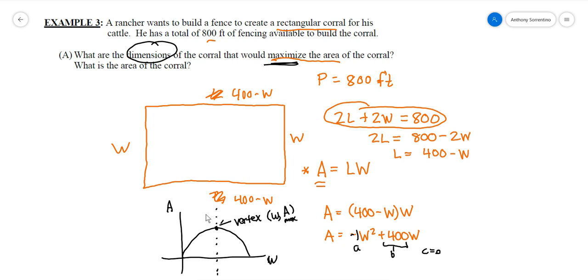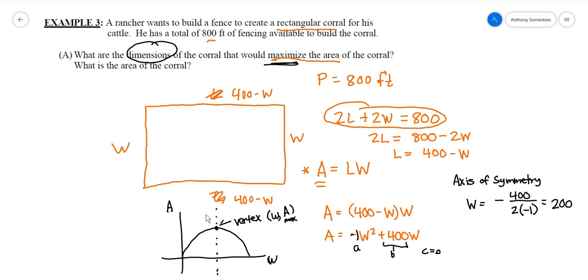So if I find the vertex, I'm going to have both parts of what I need to come up with an answer. So let's figure out where this goes. Now this is in the expanded form, so I know that the axis of symmetry is going to be at W equals negative B, which is 400, over 2 times negative 1, which gives me negative 400 over negative 2. It's going to be at 200. The width would have to be 200 for this to happen.